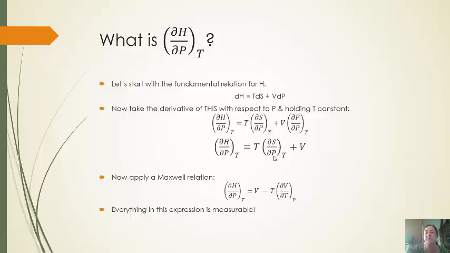So we look for a Maxwell relation. And sure enough, on that list, dS/dP at constant temperature happens to be equal to negative dV/dT at constant pressure. And so dH/dP at constant temperature is equal to, well, I just switched the order, V minus T dV/dT at constant pressure. And I've found then an expression for this in terms of things that are all measurable.